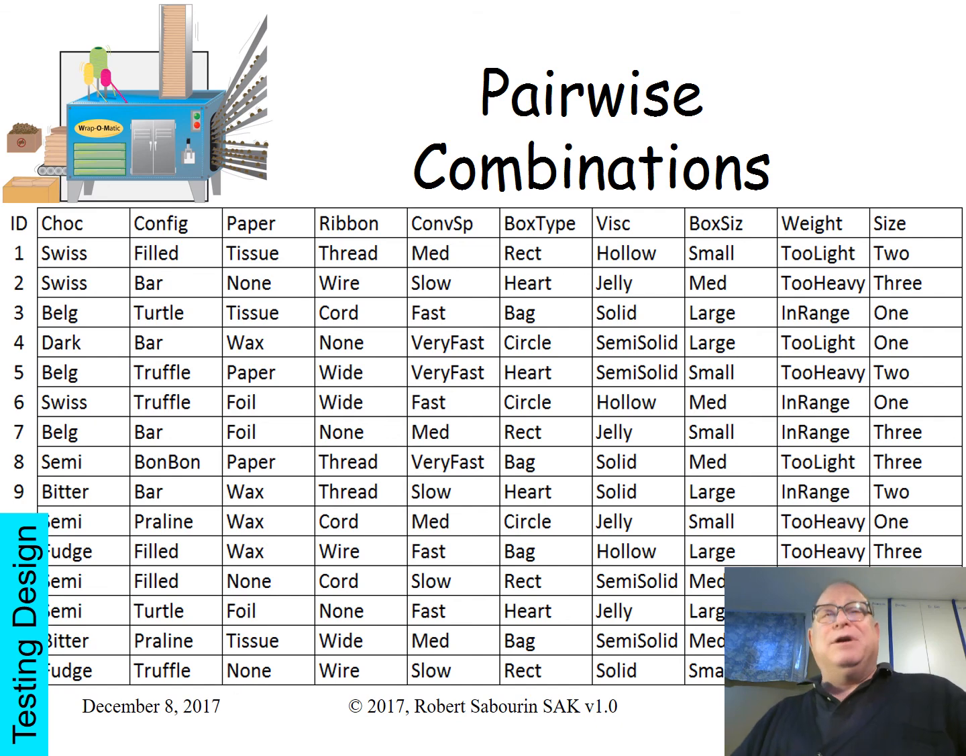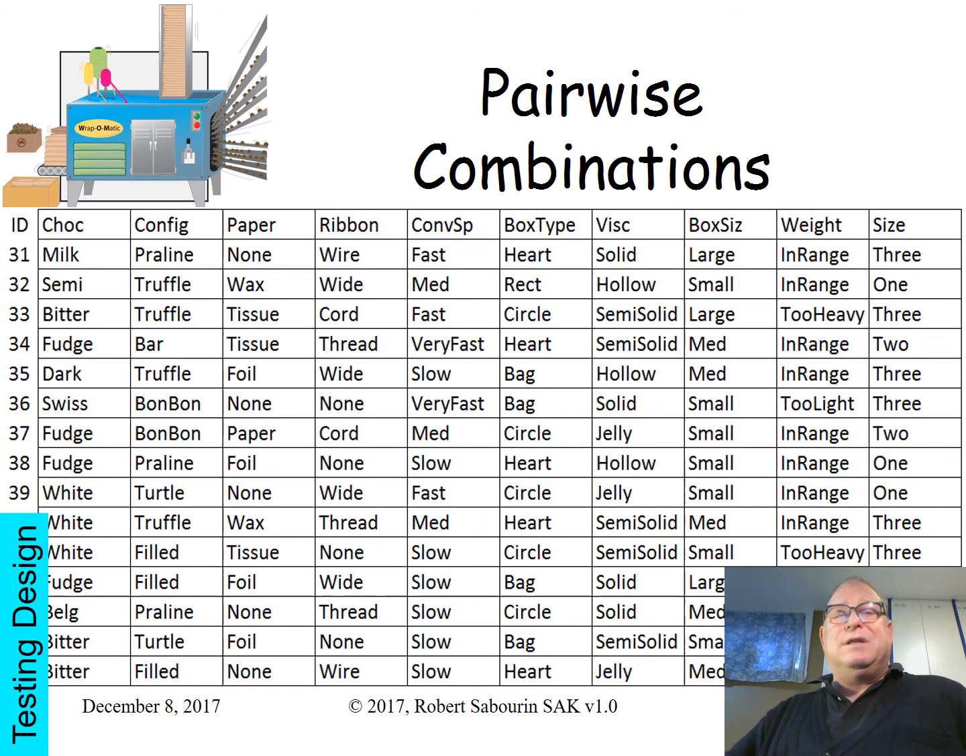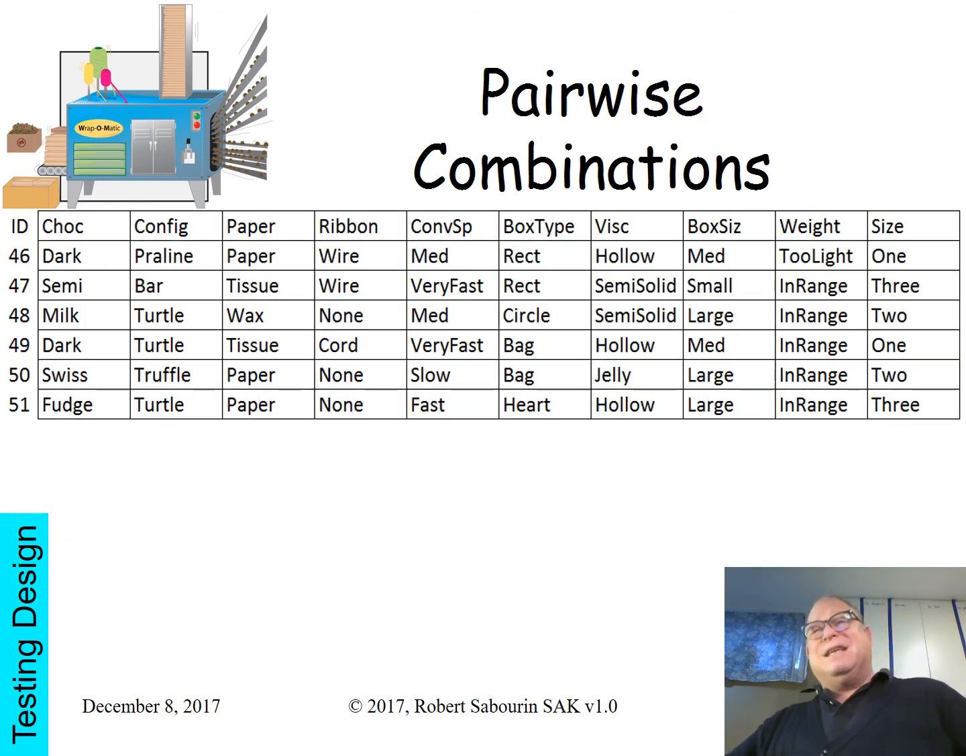Now, if you look at the outcome here, you'll see there's a whole bunch of variables, but I have a test case in this list for every chocolate with every configuration at least once. Every chocolate with every paper at least once. Every chocolate with every ribbon at least once, and so on. Every chocolate with every size at least once, plus over and above that, every config with every paper at least once, every config with every ribbon at least once, and so on. Every config with every size at least once, all the way to every weight with every size at least once. Any two variables, every combination at least once.